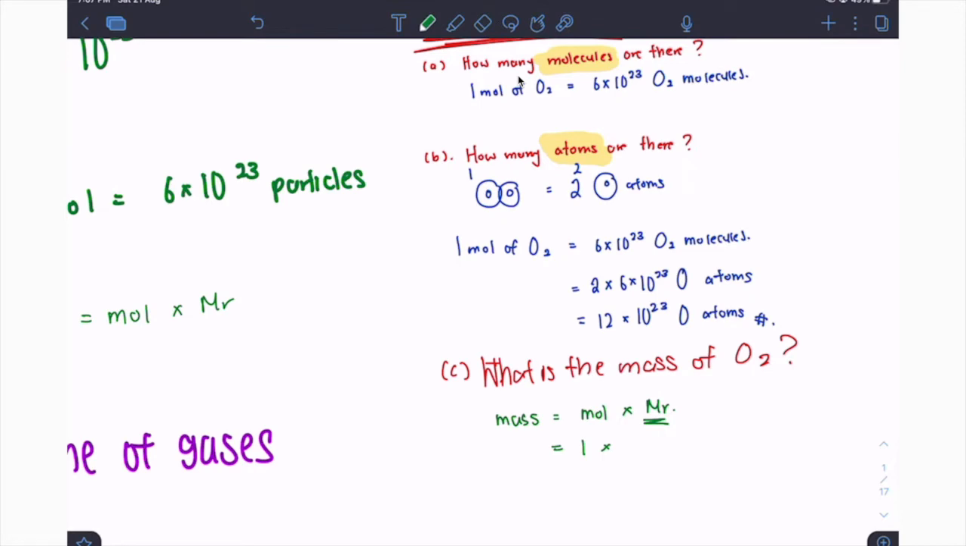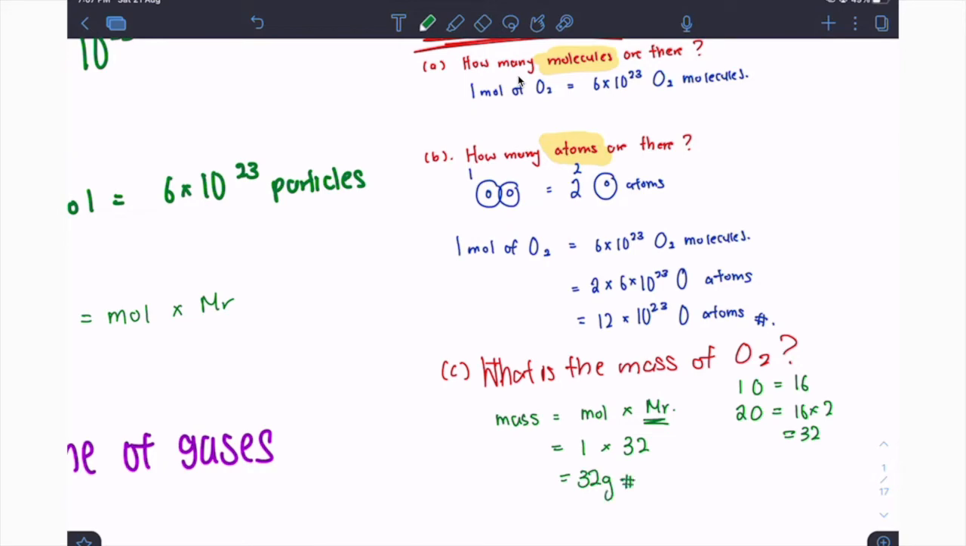So you know that 1 oxygen atom has a mass of 16. So the Mr of 2 oxygen atoms, or O2, would be 16 times 2, so 32. So very simply, the mass of this 1 mole of oxygen gas is just 32 grams.